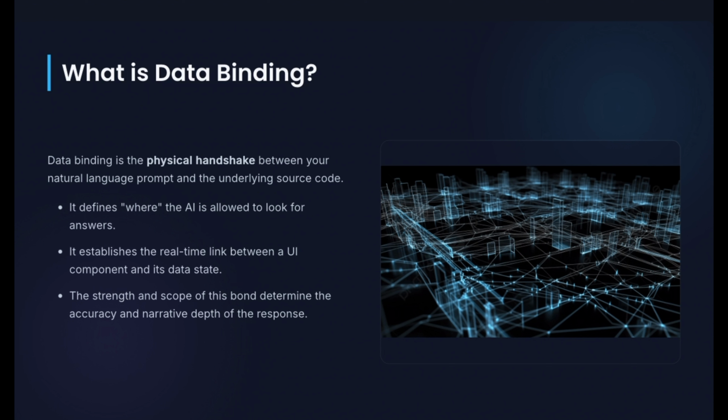So to understand what that means, we need to first know what data binding is. Think of data binding as the handshake. It's the physical connection between the words you type and the data sitting on the server. Binding determines the scope of the AI's vision. If it isn't bound to the data, it can't see it.